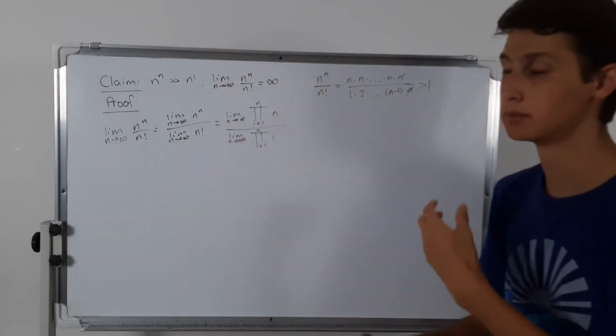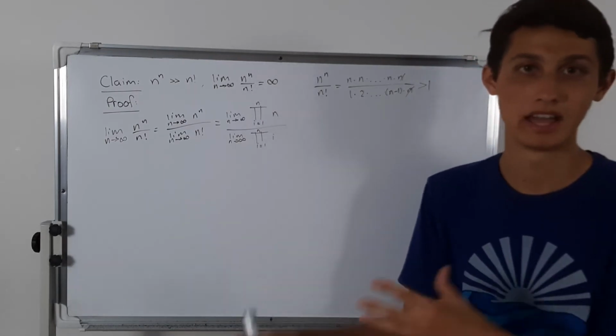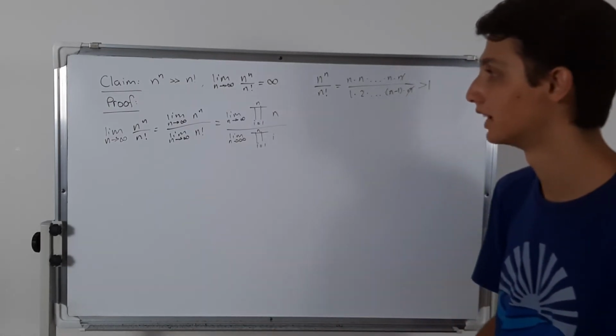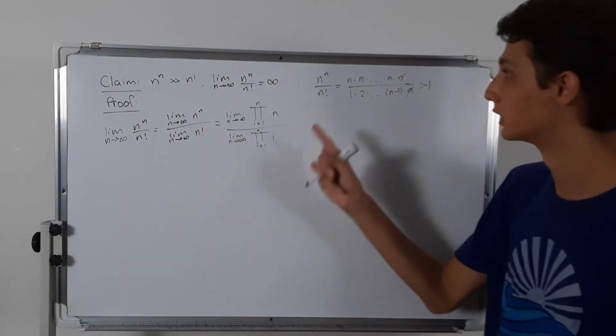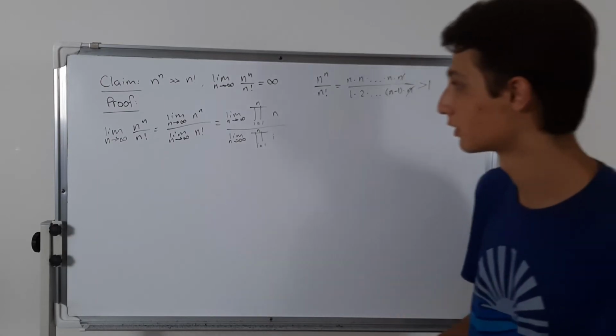And then we can prove by induction that the case n equals k plus 1 is going to be bigger than the case for n equals k. And if we can show that, then we can show that this goes to infinity. And that's it. So let's start with the base case.